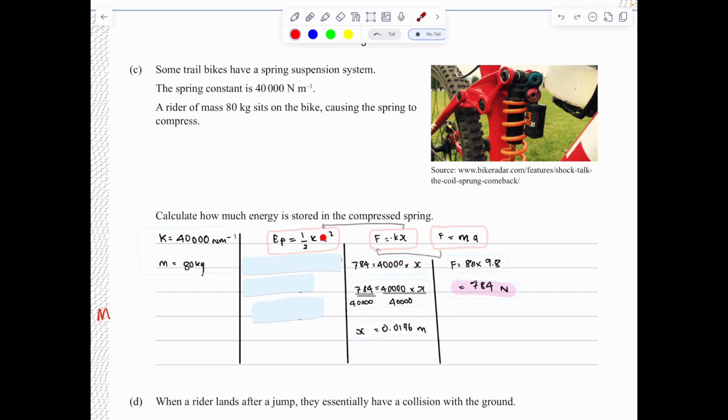So now by knowing what X is, I can finally use this to work out the energy. I've got a half times K times X squared, and that equals this value here, rounding it to three significant figures. I've got 7.68 joules, and that's my final answer with a merit.